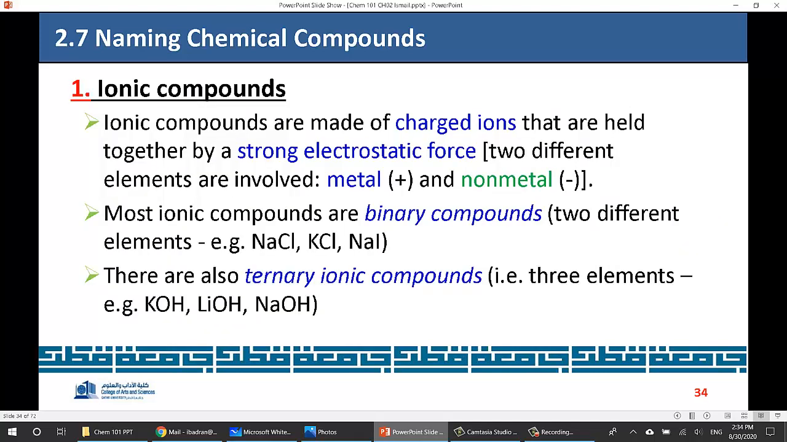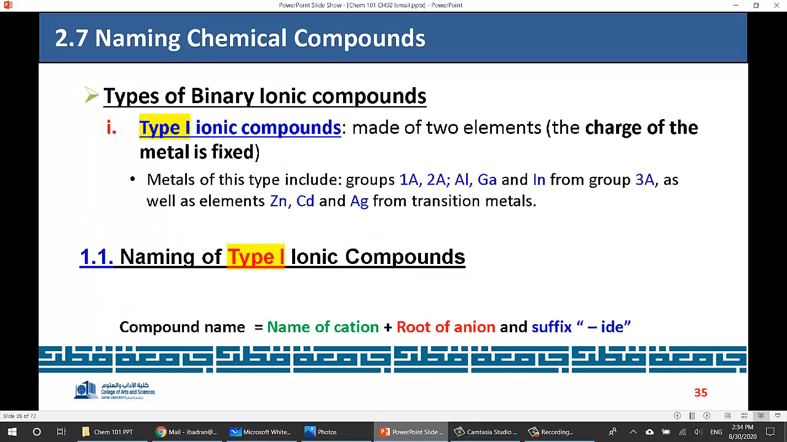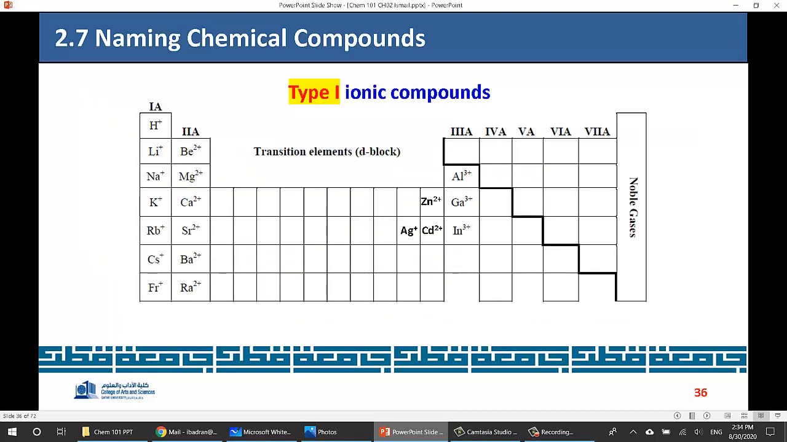So we'll take the first one, which we call type 1 ionic compounds. Type 1 ionic compounds are made of group 1 and 2 only and any nonmetal. So this is type 1. You take group 1 and 2. We can actually add Ag plus, Zn 2 plus, and cadmium 2 plus, and also group 3. And we call this type 1 ionic compounds. So group 1 and 2 and some elements from the transition metals as well as the aluminum group. And these ones don't change their oxidation numbers. Okay, they don't change the type of ions.